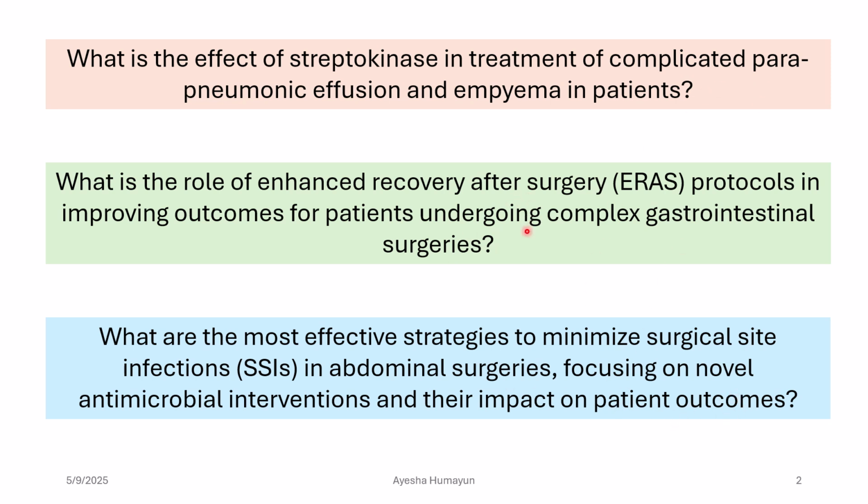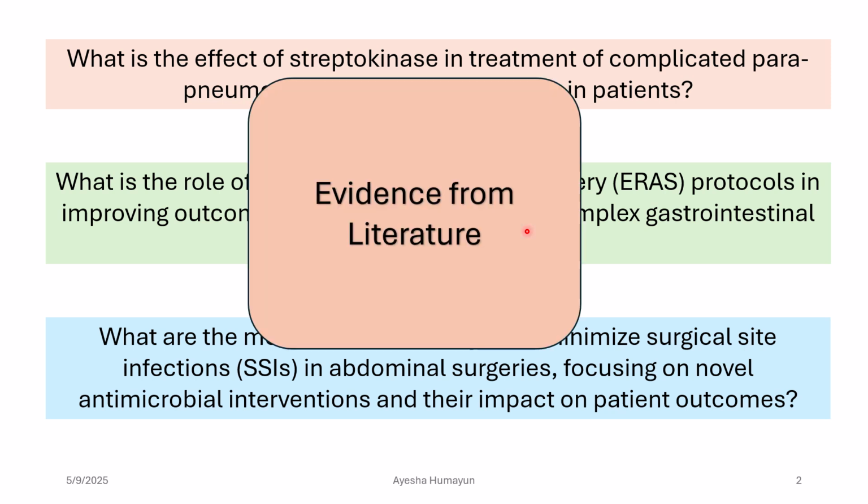And for this, how can I get answer to these questions? The first thing is the evidence from literature. Literature can be published or unpublished. Unpublished literature is called gray literature. So when I search for evidence, evidence means research finding. I search for evidence, and if I get sufficient, adequate, comprehensive, and quality evidence for these questions, and the answer, I am satisfied with the answer, then there is no need to do original research.